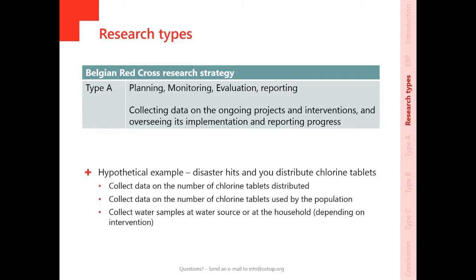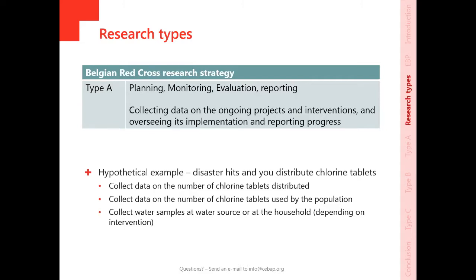For example, let's say a disaster hits and you decide to distribute chlorine tablets for safe drinking water. In this case, you might want to collect data on the number of tablets that were distributed, the number of tablets that were actually used by the population, and perhaps also take some water samples at the water source or at the household, depending on your intervention. These few measurements will give you a good indication on the progress you have made and whether or not implementation is going as planned.